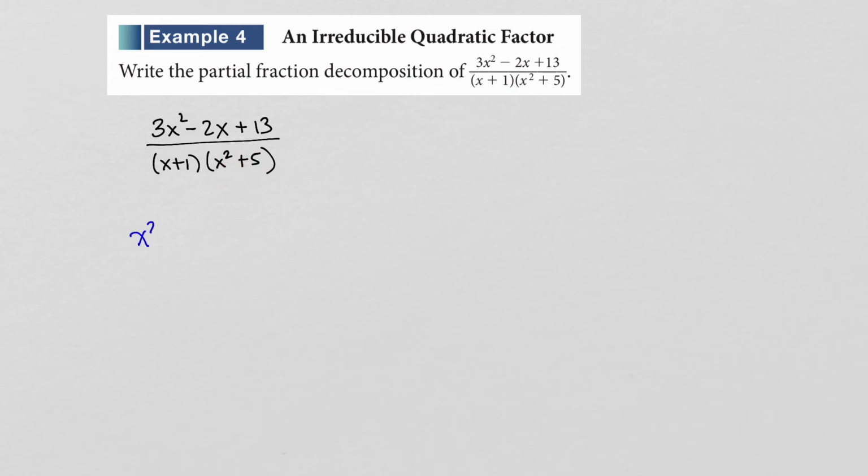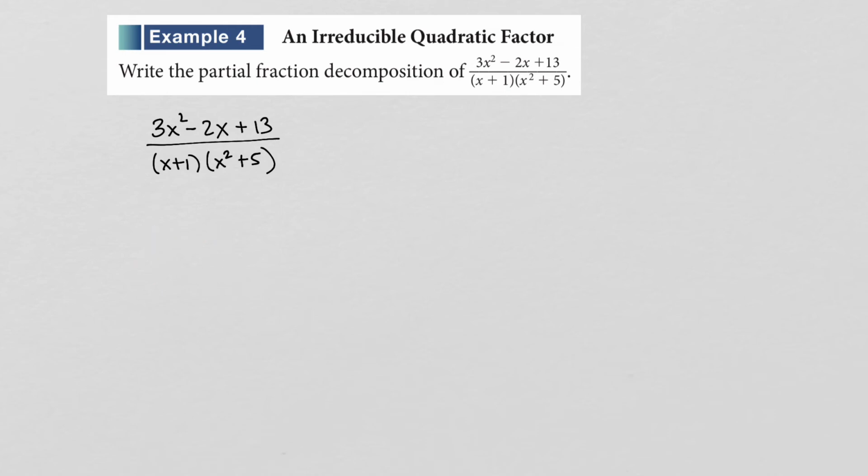Because if you take x squared plus 5 and set it equal to 0, you can see right away that when you take a square root here, you're getting the square root of a negative, which means that the zeros are complex. All right, so that is an irreducible quadratic factor.